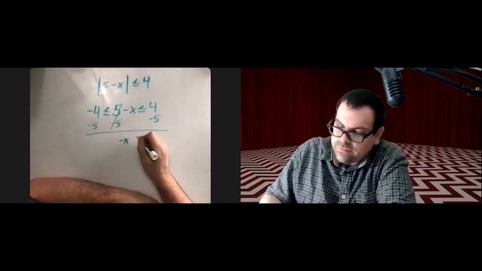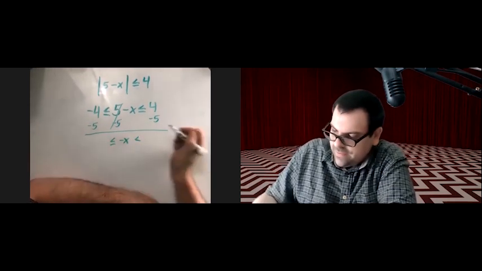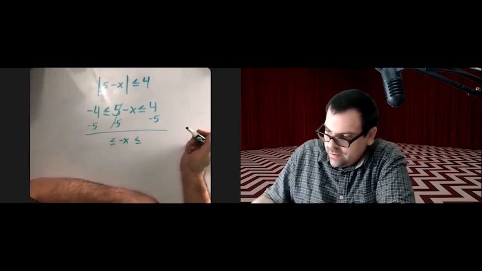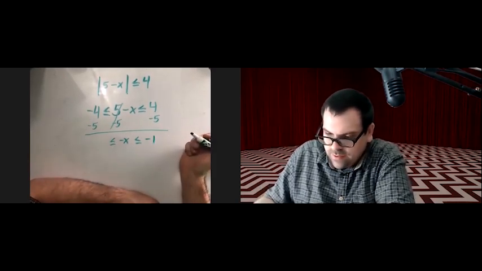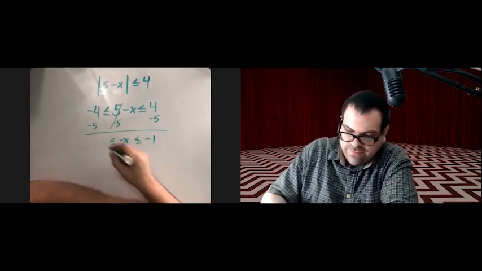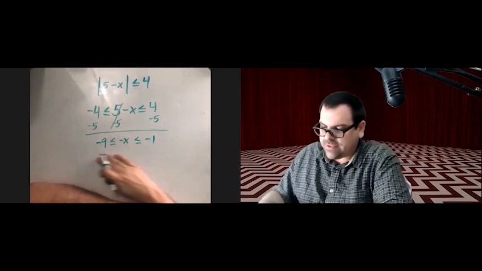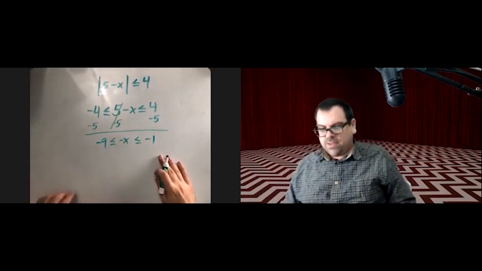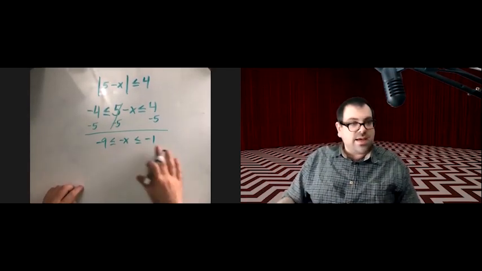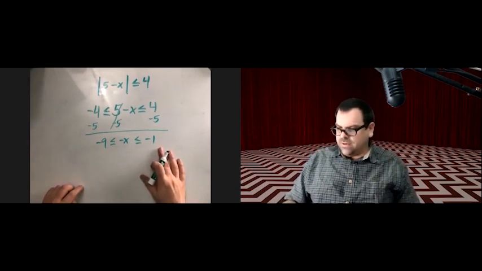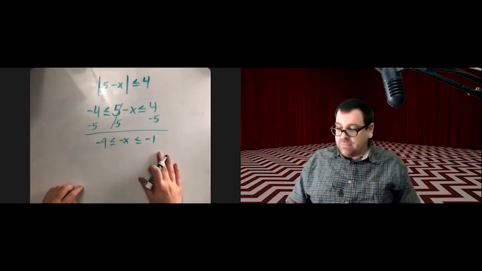Negative x in the center, the opposite of x in the center. 4 minus 5 is negative 1. Negative 4 minus 5 is negative 9. This is still making sense at this point. Less thans, we have the least on this side, we have the most on this side. Same order as the number line, basically.